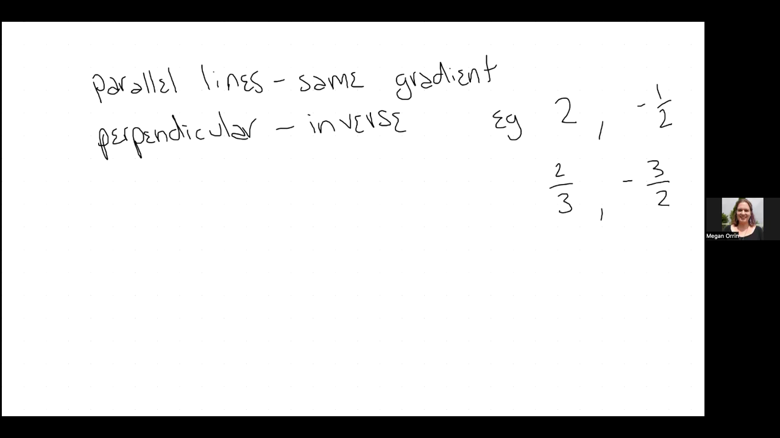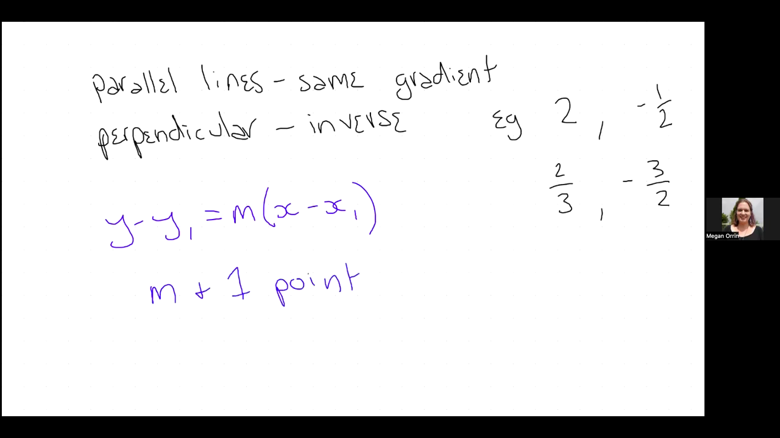What was my lovely formula that I used to get the equation of a straight line last week? Good. All I need is the gradient and a point, and then I can find my equation. So usually that's what you'll be given, right? So let's do an example of that.